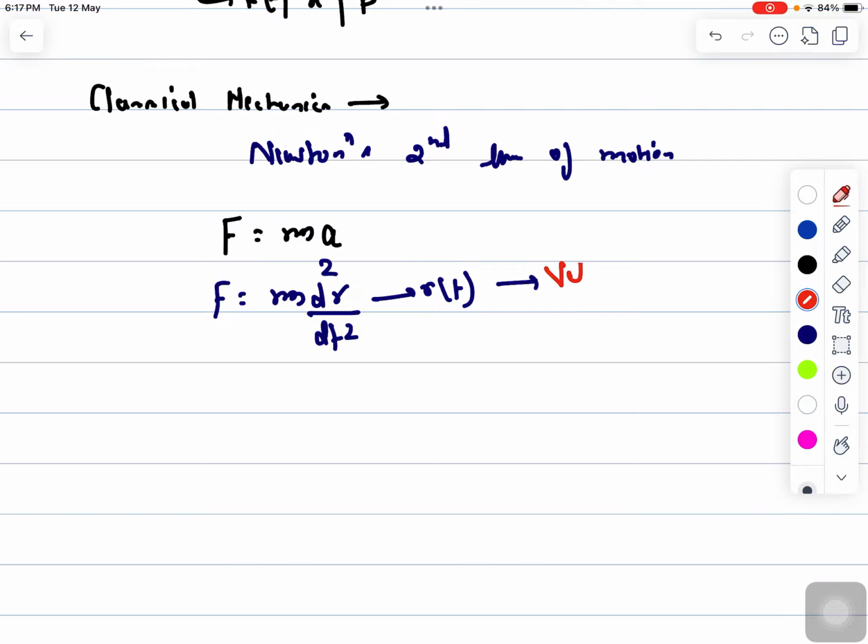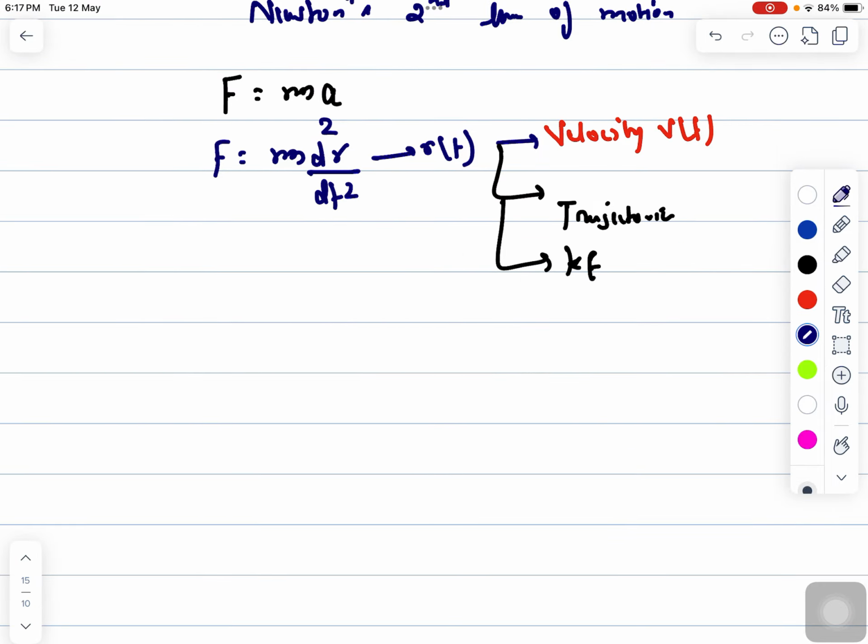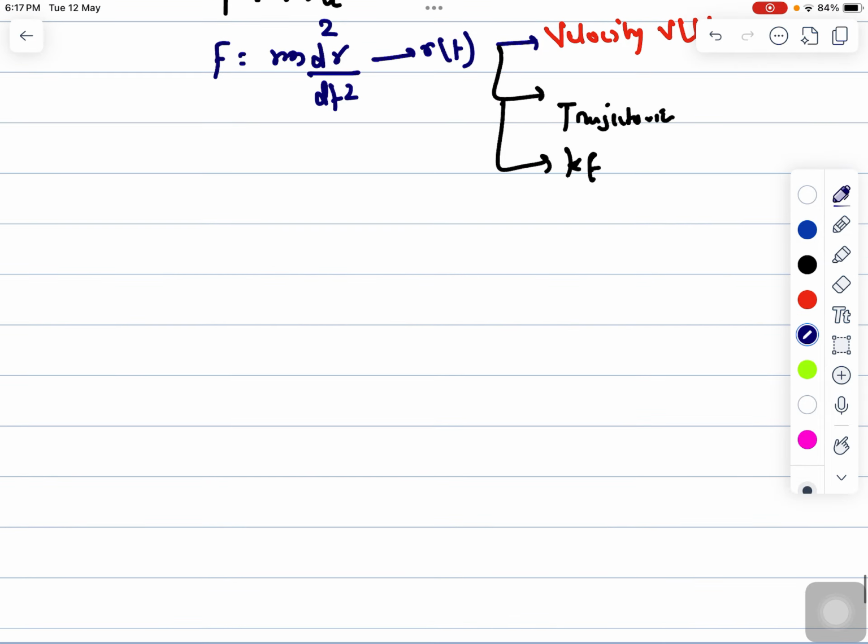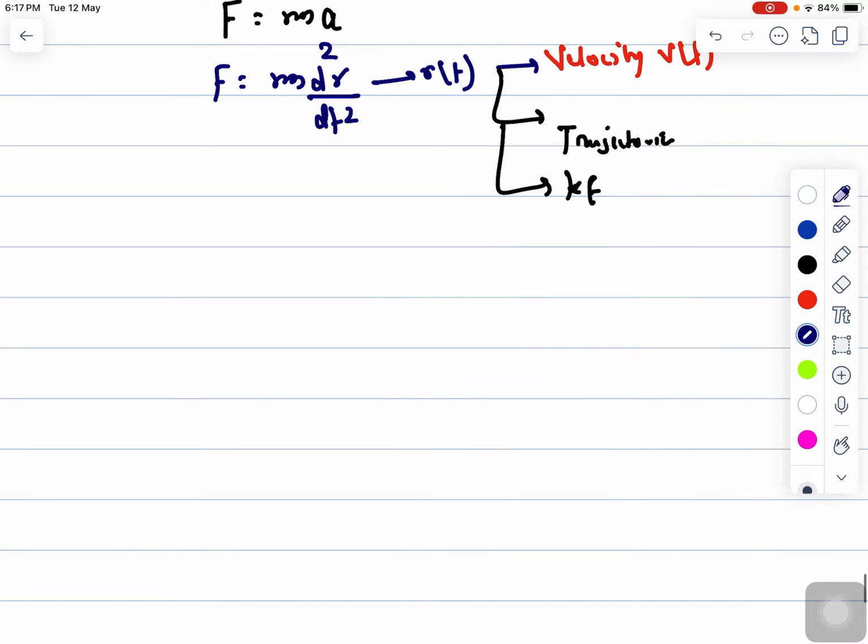So basically, if we know the value of r, then from this r we can calculate the velocity of the particle in classical mechanics, that is, the velocity v. Then we can also calculate the trajectories. We can also find the kinetic energy and various other parameters related to this. So in a way, if we know the value of r(t), we can solve for velocity, trajectories, and kinetic energy.